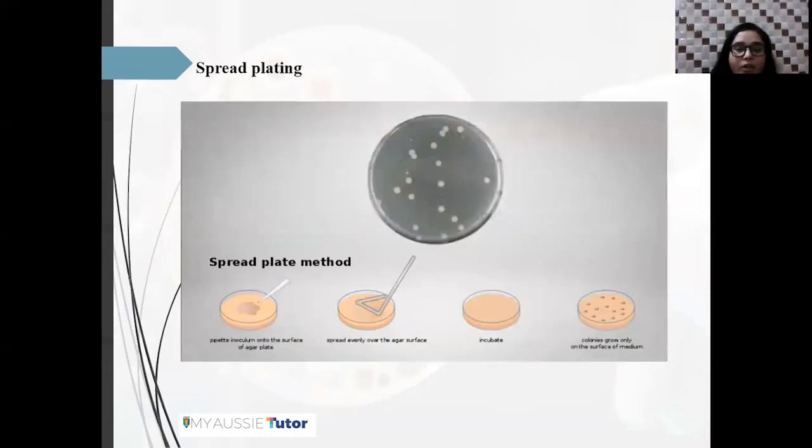So this is how a spread plate technique looks like. Firstly, we'll take the sample on a nutrient agar plate, and then with the help of a sterile spreader, we'll spread all the sample throughout the nutrient agar plate, and then we'll incubate it. After incubation for 24 to 48 hours, the colonies will have grown on the nutrient agar plate, and from this plate further tests can be performed.